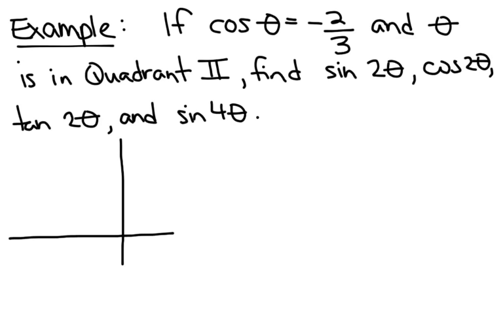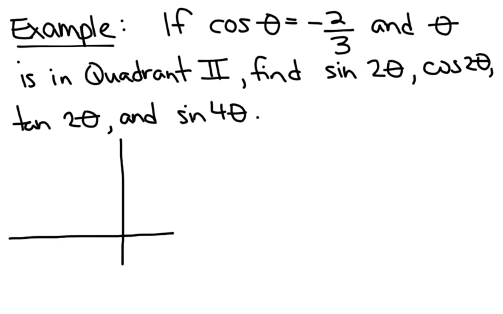So we're only going to do one problem, but in that one problem we're going to do 4 different things. If the cosine of theta is equal to negative 2/3 and theta is in quadrant 2, find the sine of 2 theta, cosine of 2 theta, tangent of 2 theta, and the sine of 4 theta.